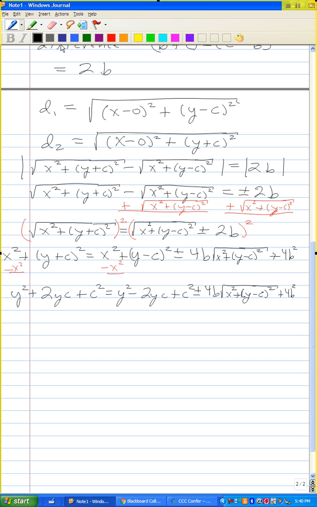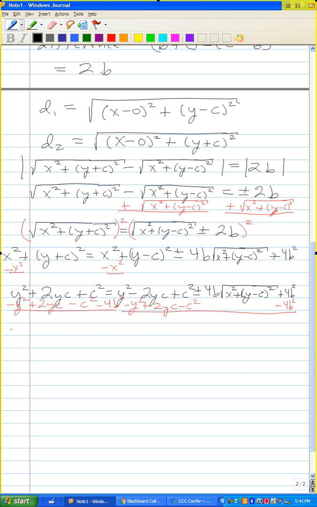Okay, so subtract y squared, add 2yc, subtract c squared, subtract 4b squared from both sides of my equation. I can move that up a little so it looks a little nicer.